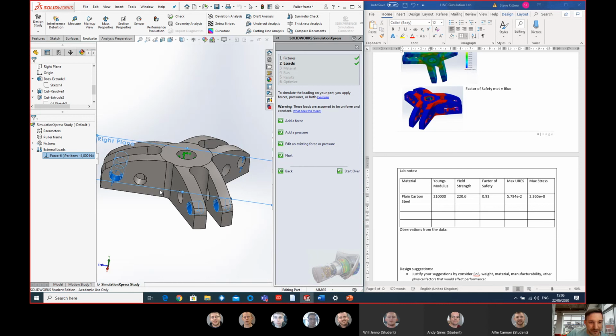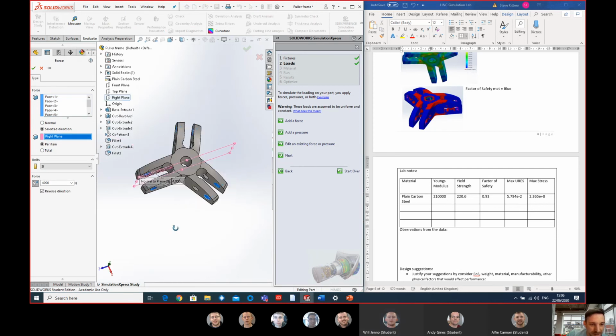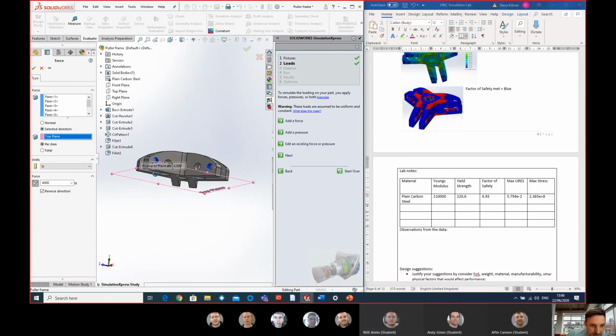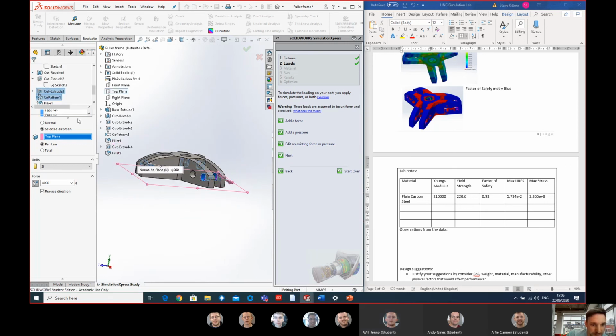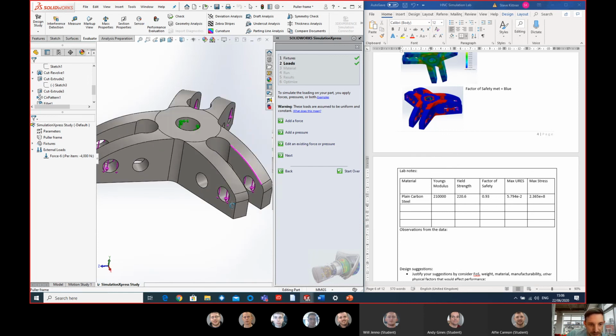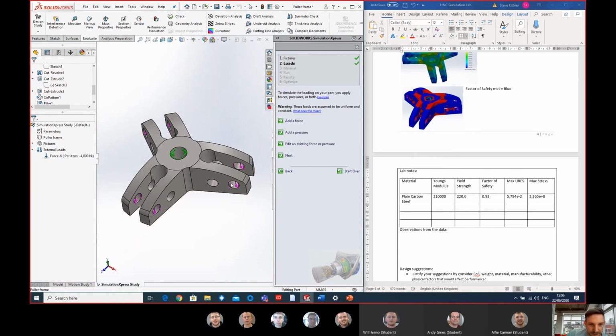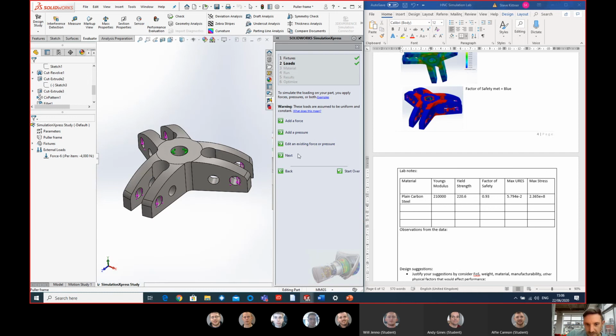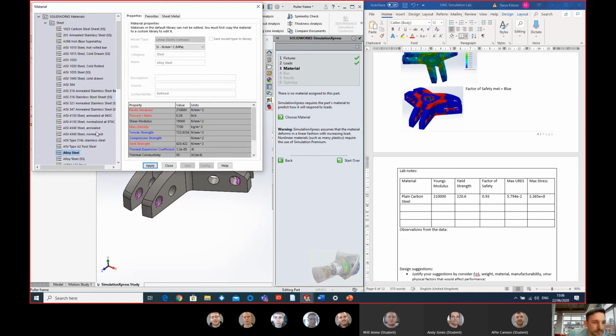Edit definition. Yeah, picked the wrong plane. Thank you. Let's check. There we go. So that's going down. Yeah, there we go. Okay, so add a force, add a pressure. Let's change the material. Should we do this alloy steel next?